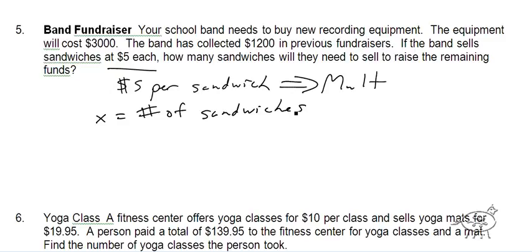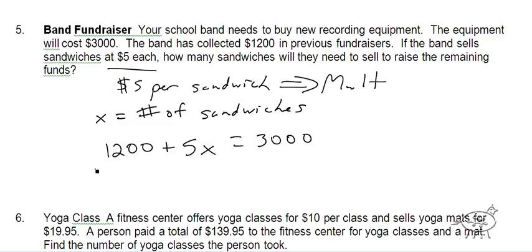All right, this is kind of similar to the last one. You already collected $1,200. In fact, this is a little bit easier. It's not saying you collected 2/5 of it. It's saying you collected $1,200. Okay, and you need to sell sandwiches at $5 each. Okay, so 5 times the number of sandwiches, and that's going to equal $3,000.